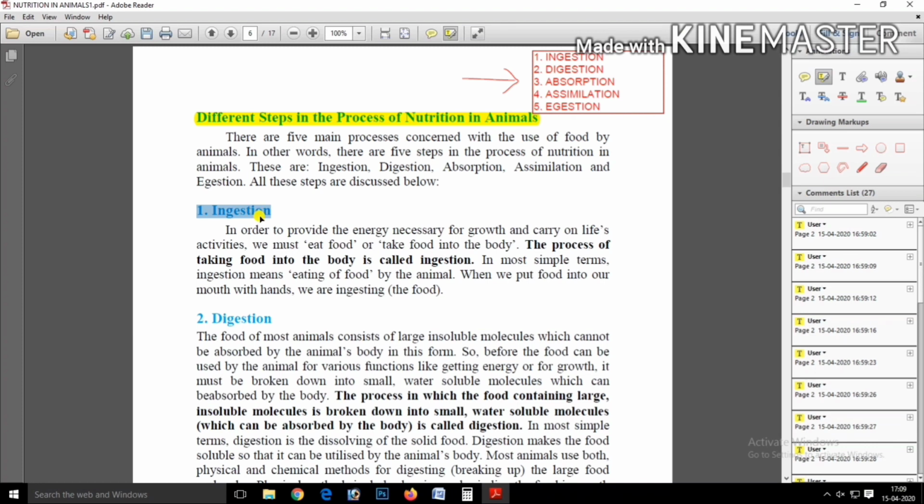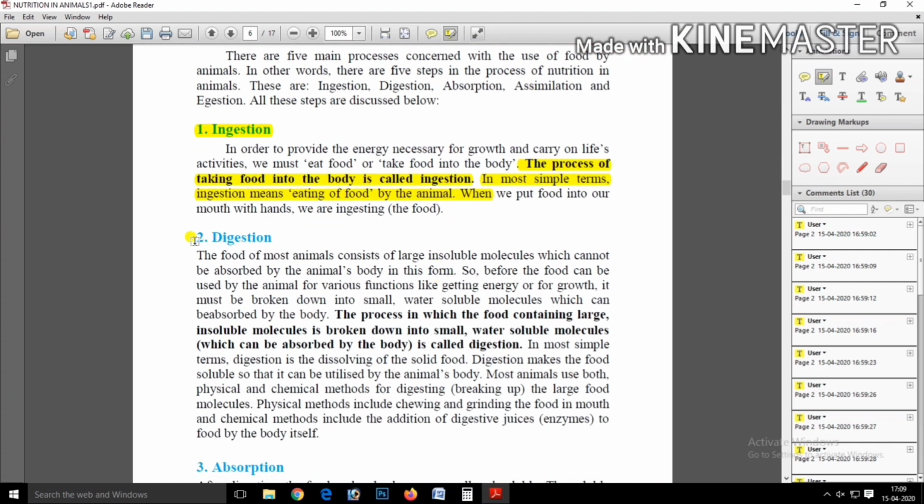So the first step is ingestion, which means the process of taking food into the body is called ingestion. In simple words, eating of food is called ingestion. यानी कि हम जो खाना खाते हैं उस प्रक्रिया को कहते हैं ingestion.